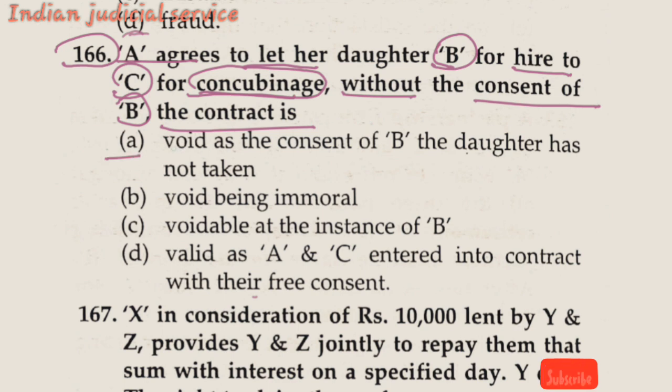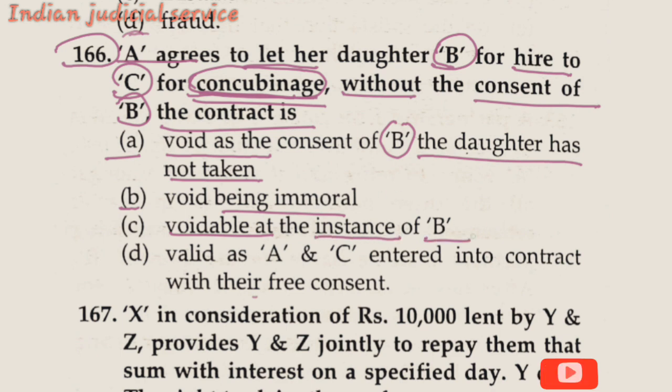Now option A, void as the consent of B, the daughter, has not been taken. Option B, even if the consent is taken, it is also void, because the purpose, concubinage, is void here. That's why this purpose is not appropriate according to Indian law. So option B, void being immoral. Option C, voidable at the instance of B. And option D, valid as A and C enter into a contract with their free consent.